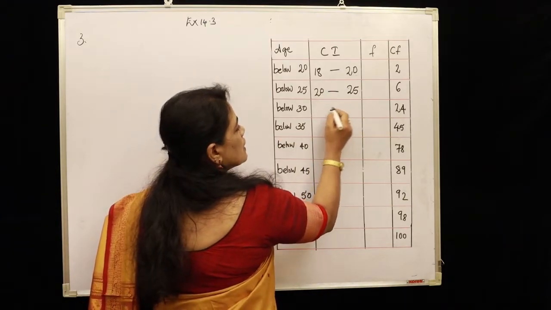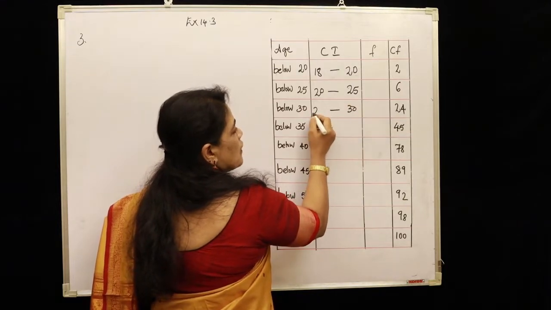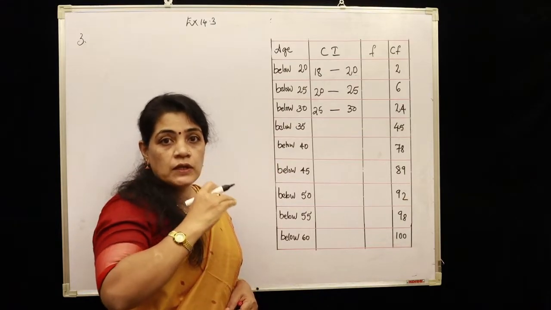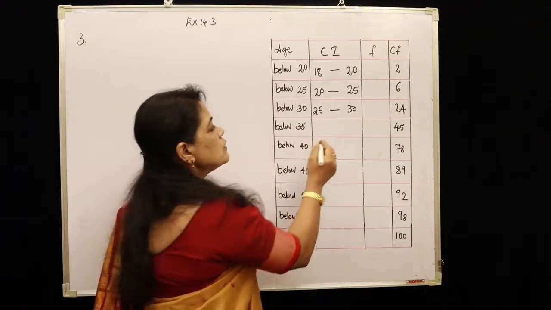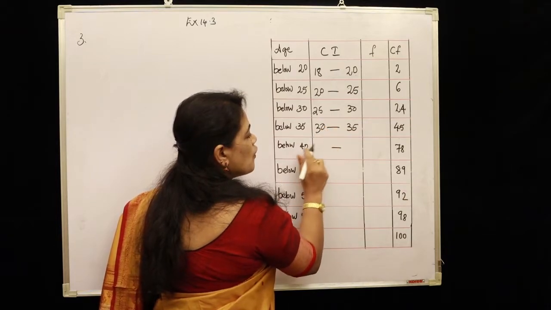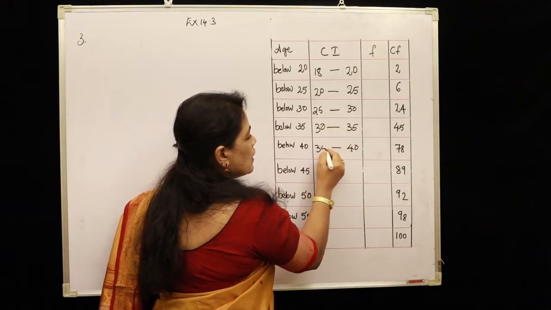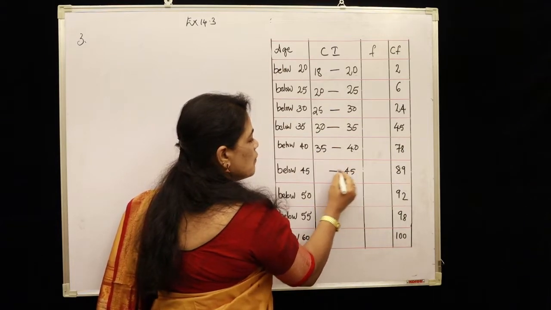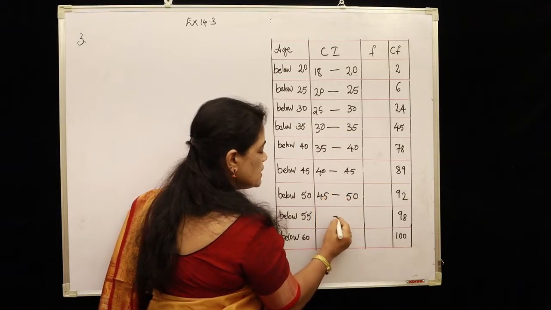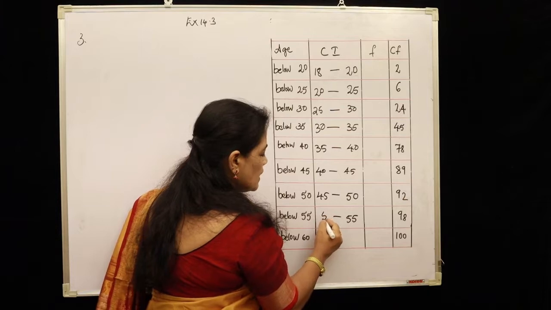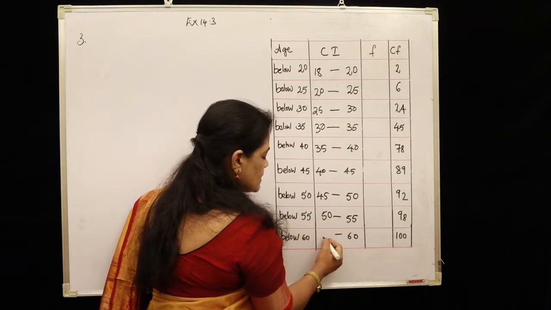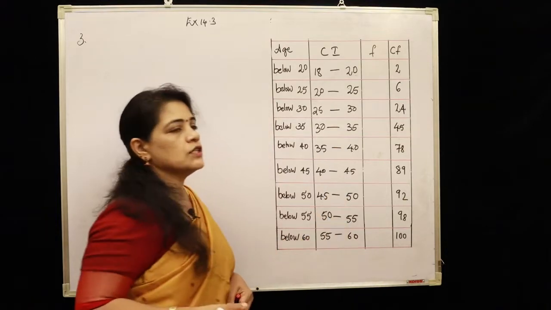Here 30 is the upper limit and 25 the lower limit, that means we are talking about persons having age between 25 and 30. Then 35 is the upper limit of the next class interval and 30 is the lower limit. Here 40 is the upper limit and 35 the lower limit, here 45 the upper limit and 40 the lower limit, here 50 the upper limit and 45 the lower limit, and in the same way we can easily complete the class interval form. From this less than type we now have the class interval form.